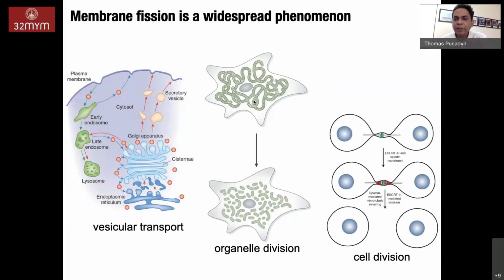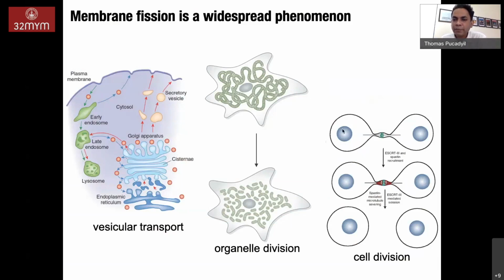One striking example of when membrane fission manifests is in how organelles divide. So every time the cell has to divide, organelles that are extremely tubular and form a network also undergo division. And this is again a reflection of an orchestrated process of membrane fission.